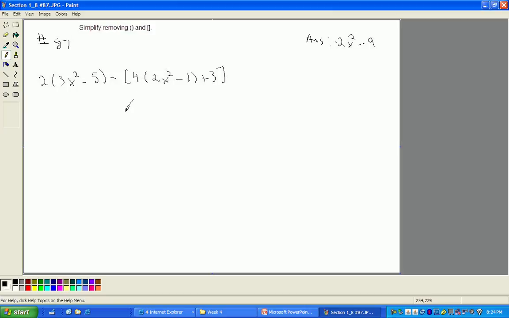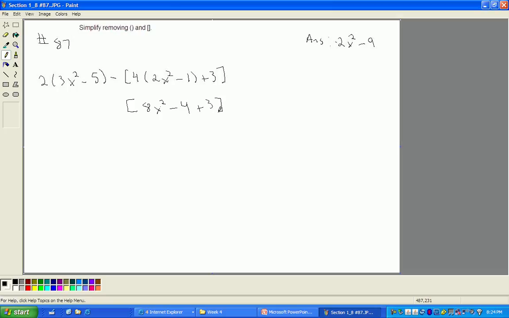When we distribute this 4, 4 times 2x squared is going to be 8x squared. And 4 times the negative 1 is going to be a minus 4. And then we still have the plus 3.